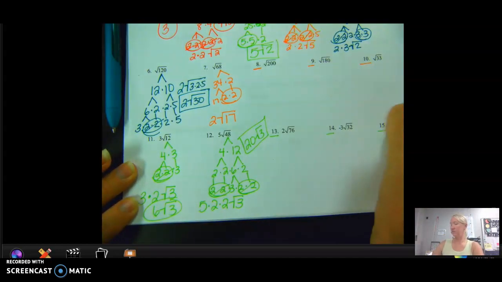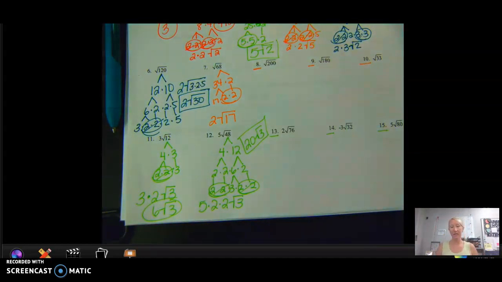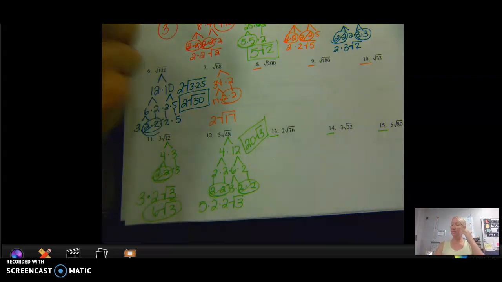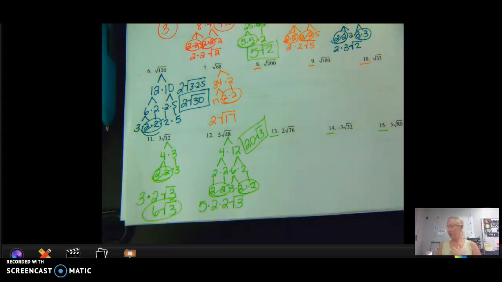Underline 13, 14, 15. Go ahead and pause me. I want you to do 8, 9, 10, 13, 14, and 15 on your own. When you're done, unpause me so you can check yourself. All right, I'm going to quickly go through those.